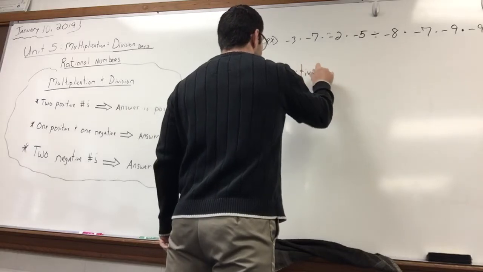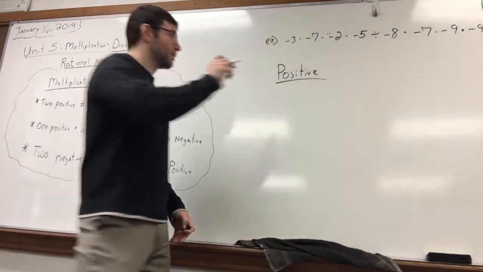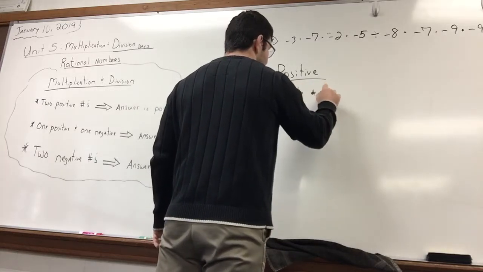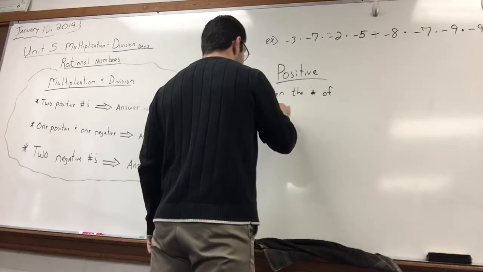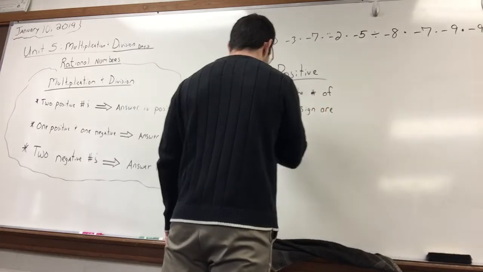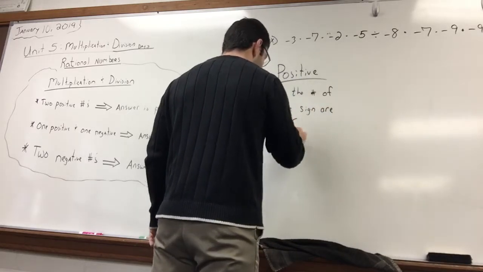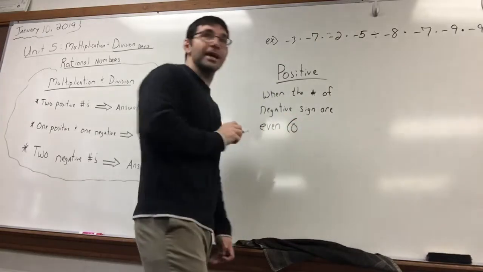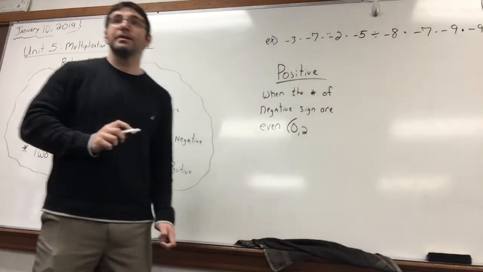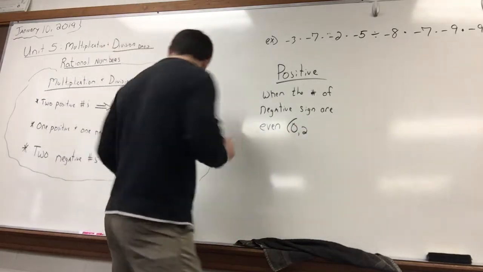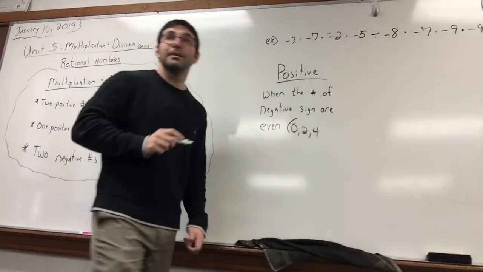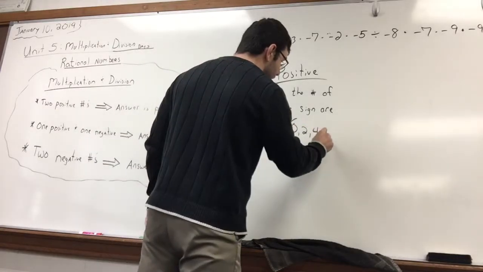The answer will always be positive when the number of negative signs is even. What do we mean by even? If there's 0 negative signs, the answer is positive. If there's 2 negative signs, the answer is positive. 2 negatives is a positive. If there's 4 negative signs, it's positive, and so on and so forth.